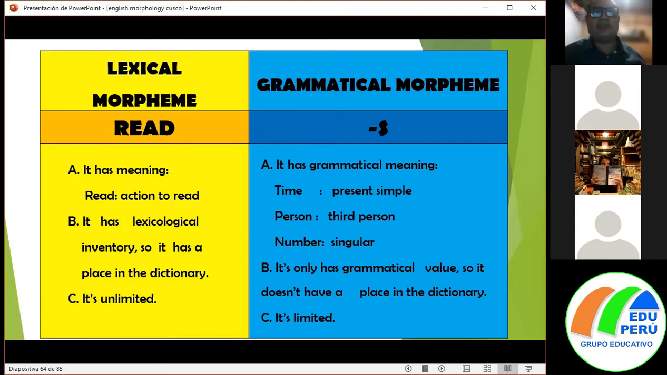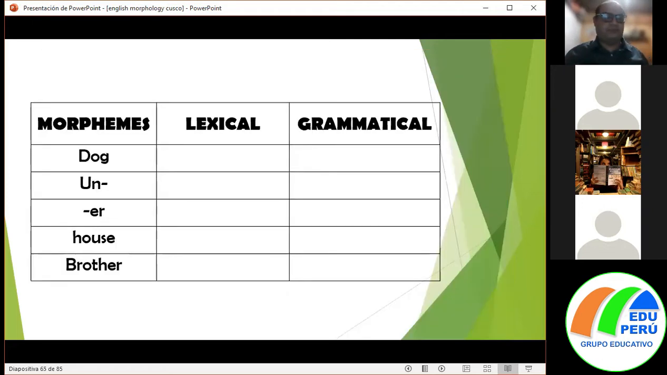It doesn't have a place in a dictionary. You cannot find the letter S in the dictionary. It doesn't appear. But on the other side, read, yes, you can find it in a dictionary. So here you have this. Now notice the difference between a lexical morpheme and a grammatical morpheme.